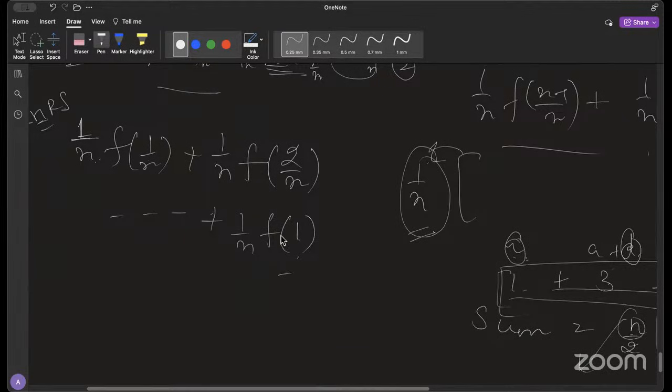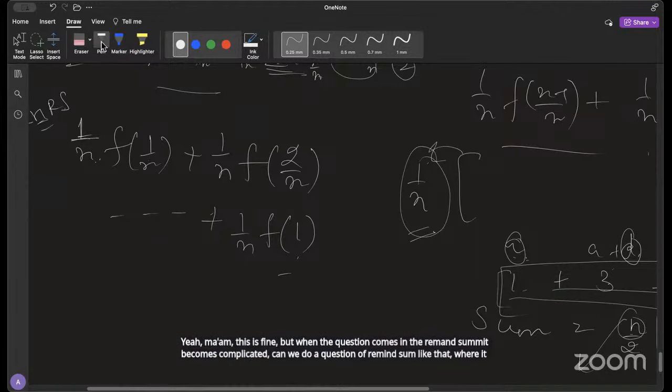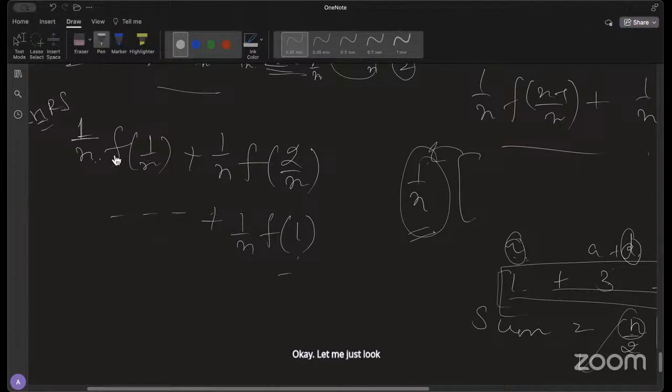Yeah, that's fine, ma'am, but when the question comes in the Riemann sum, it becomes complicated. Can we do a question of Riemann sum where it is a little complicated, like 1 upon n? Yeah. Let me just look for a question then.